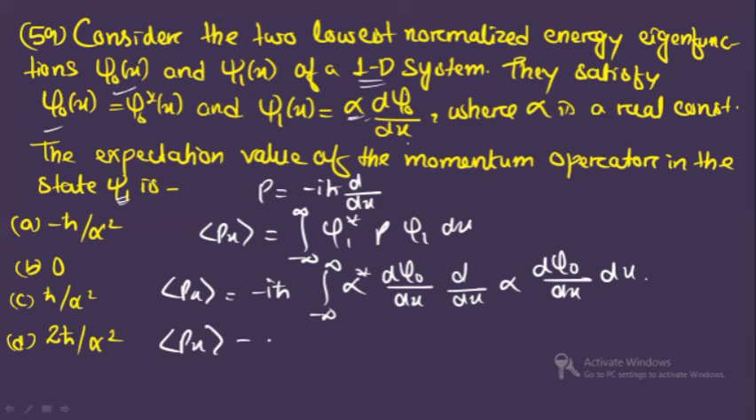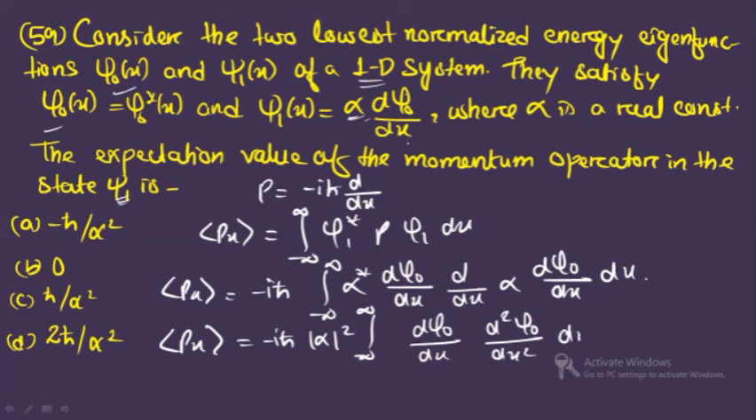So p_x will be equal to what? Minus iℏ. This will become mod of α squared, right? The integral from minus infinity to plus infinity. This will give you what? dψ₀/dx, and d/dx of dψ₀/dx is what? d²ψ₀/dx², and this one you are having here dx. So this is equation 1.